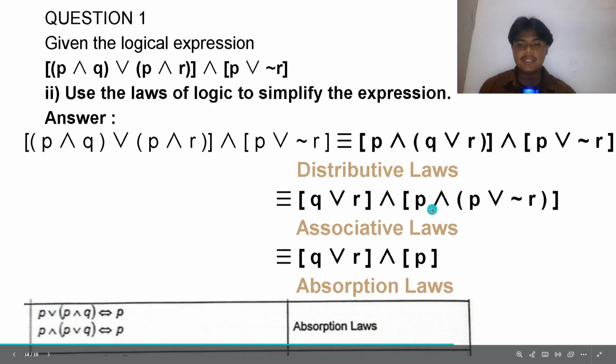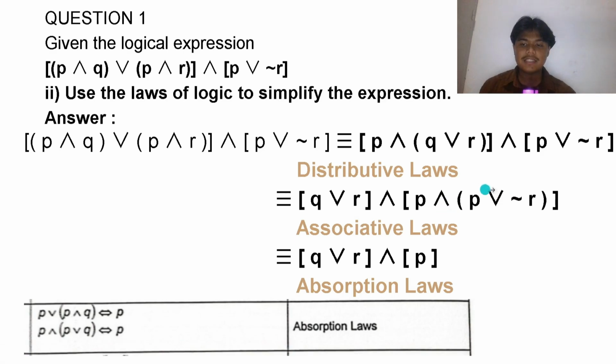For this opposite, intersect and union. So with this we can combine it into one. So Q union R intersect P. This is the last answer for this question.